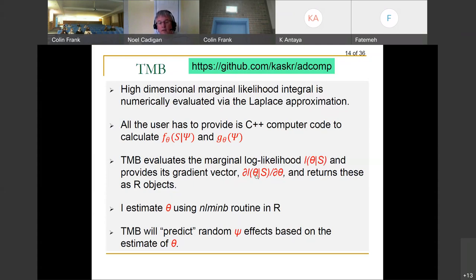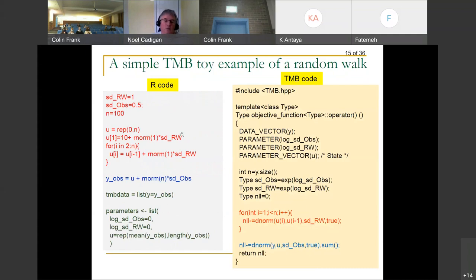When the dimension of theta is high, it's really good to have this gradient vector. It's a great help in finding the marginal maximum likelihood values for theta. I typically use the nlminb routine in R. TMB will also predict the random effects based on the estimates of theta, but I'm not going to get into that. I just have a simple toy example, which we're not going to go through in detail, but I want to show that this doesn't have to involve a lot of code.